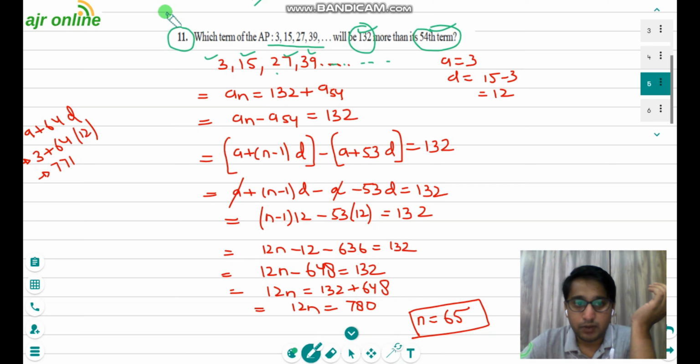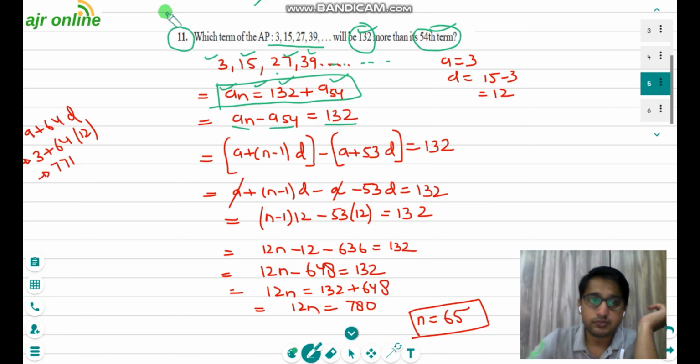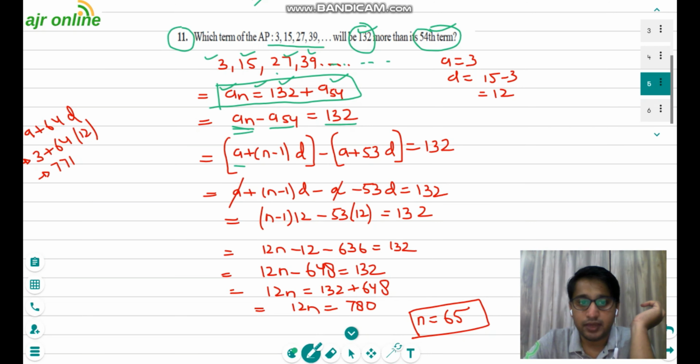So अगर हम इसको एक स्टेटमेंट में एक्सप्रेस करें तो it will be somewhat like this. Which term of the AP, जिसको हमने an ले लिया, n हमको find out करना है, हमको नहीं मालूम कौन सा n है वो, equals to 132 plus 54. Which term of the AP is 132 more than its 54th term. So of course हम फिर a54 को will take this side, it will become an minus a54 is equal to 132, and an will be a plus (n minus 1)d minus a54 will be a plus 53d is equal to 132.